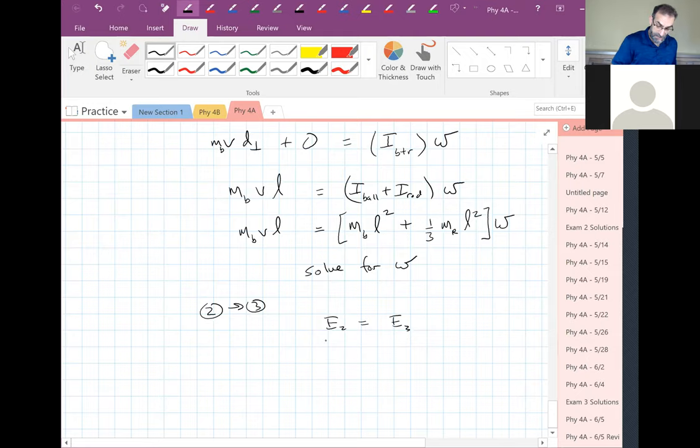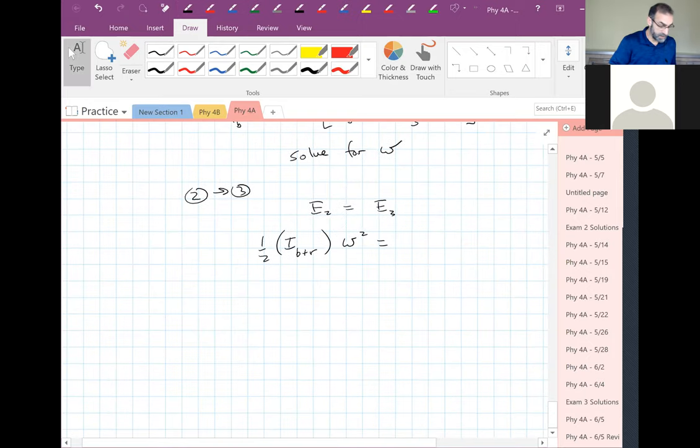What do we have? We've got something rotating, 1/2 I, this is for the total, right? The ball plus the rod, omega squared. And we just solved for omega. We know what omega is there. And that has to equal the gravitational energy, right? Now you could do this two ways. You've got this situation.